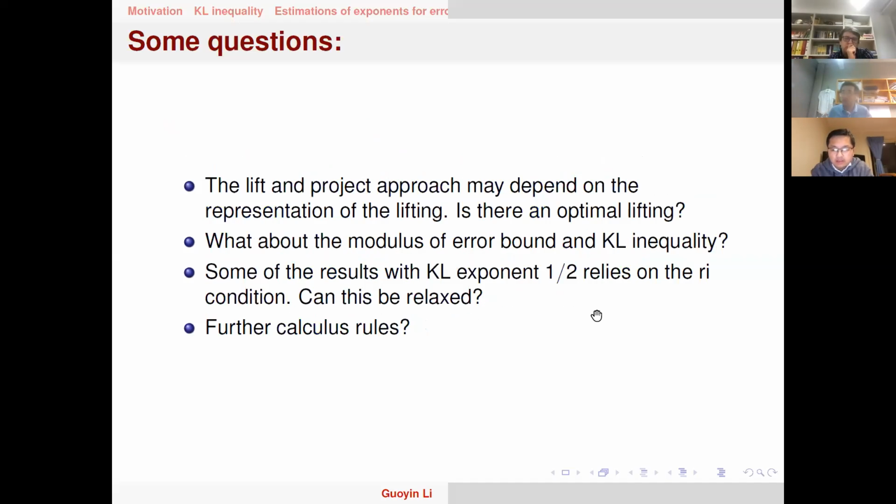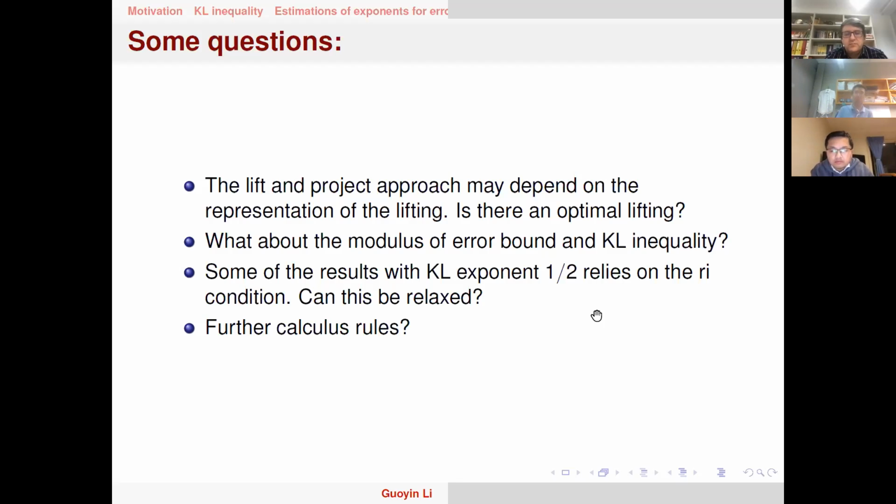Finally, just some minor questions which I couldn't crack. For example, we see that the lift and project approach may depend on the representation of the lifting. So is there an optimal lifting, in the sense that maybe the least auxiliary variables may lead to a better estimate here? Is there an optimal lifting? I'm not sure at this moment.